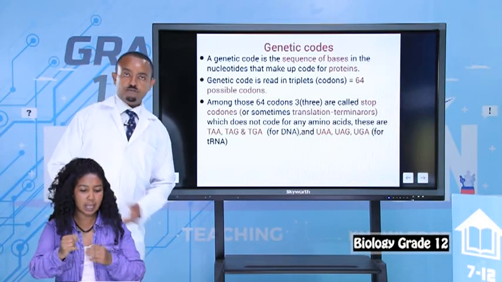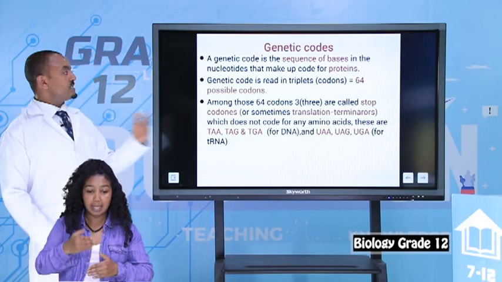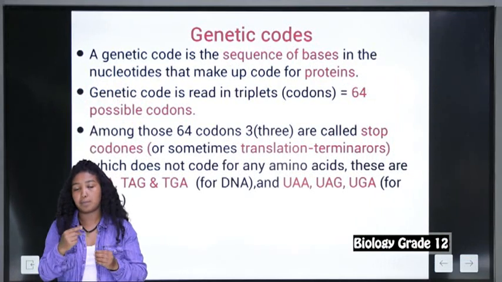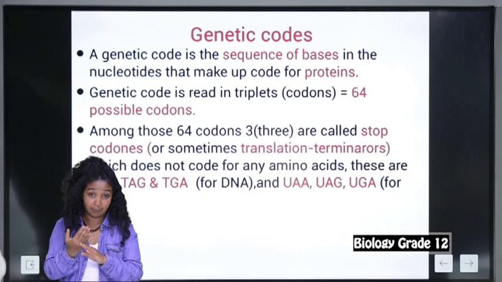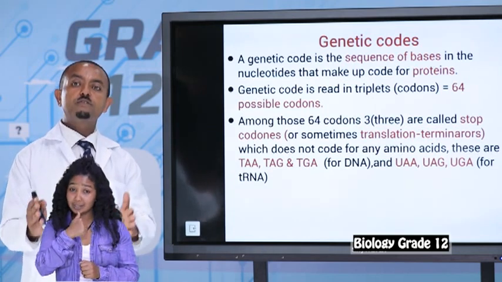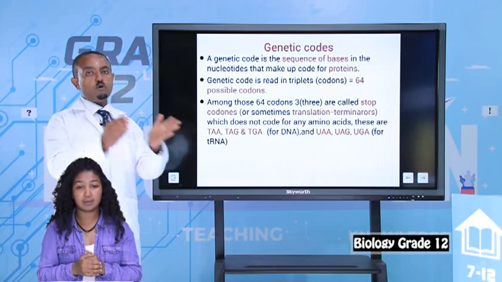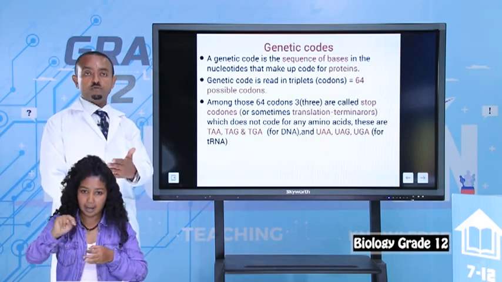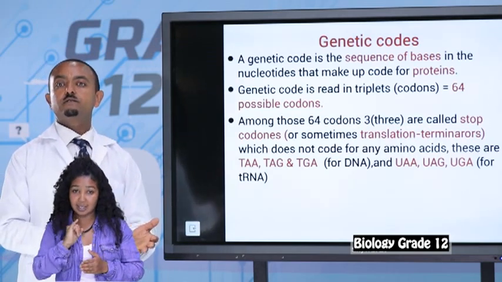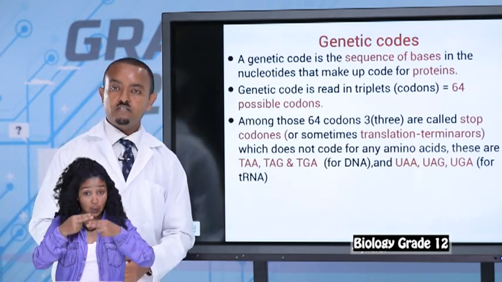What is a genetic code? Genetic codes are a sequence of bases in the nucleotide that make up the code for proteins. As we have discussed before, every protein is made up of amino acids. Every amino acid has its own code on DNA. Then the code on DNA is copied into messenger RNA in the process of transcription, and the codes on mRNA are translated by tRNA to form a protein. This process is called translation.